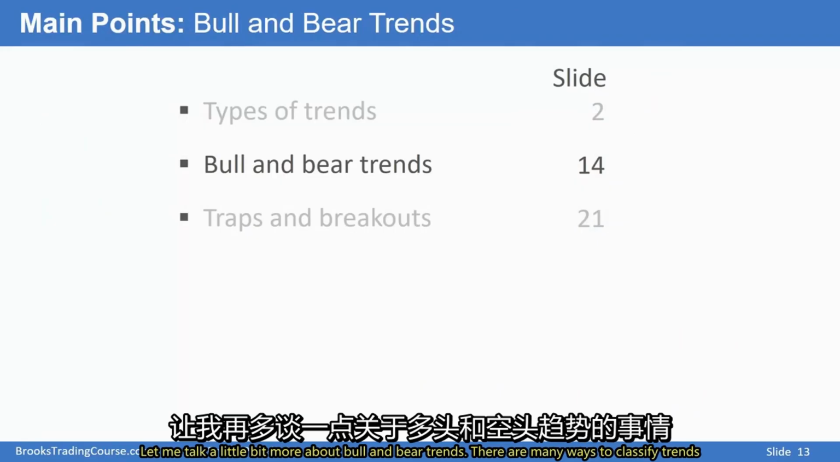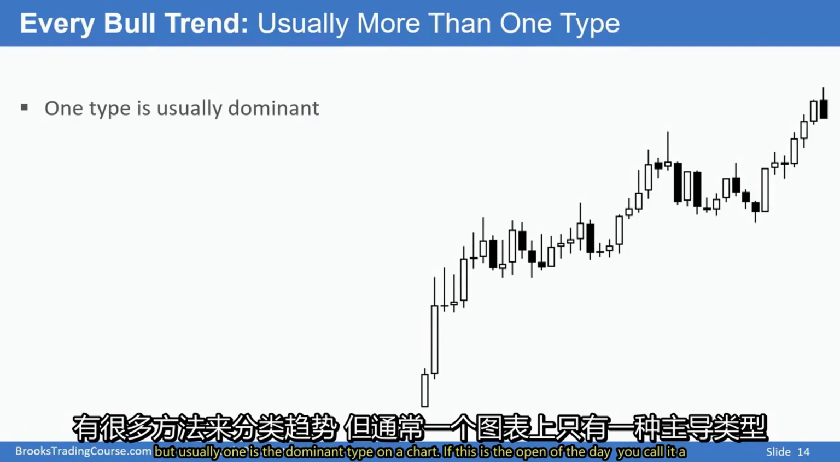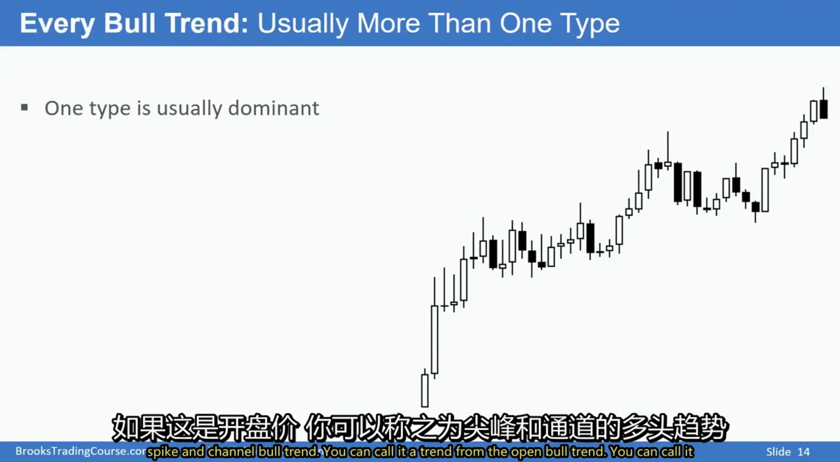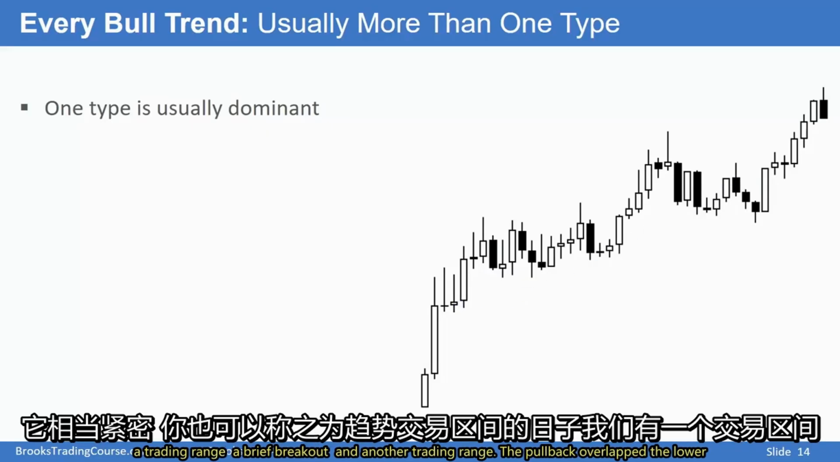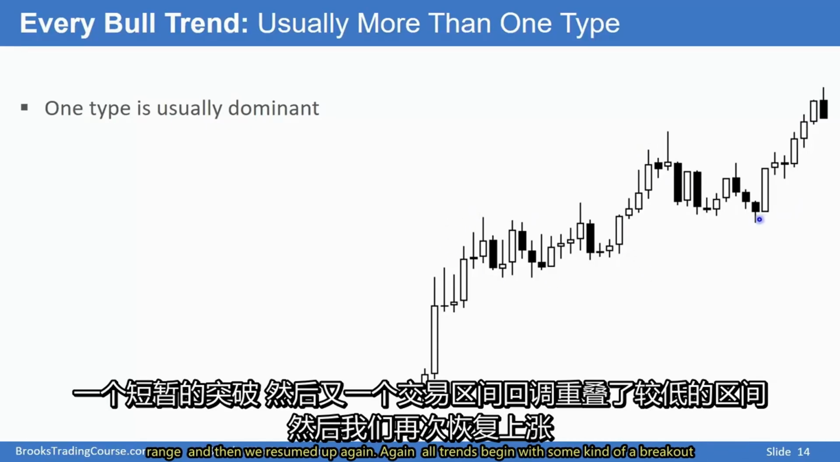Let me talk a little bit more about bull and bear trends. There are many ways to classify trends, but usually one is the dominant type on a chart. If this is the open of the day, you can call it a spike and channel bull trend. You can call it a trend from the open bull trend. You can call it a tight bull channel. It is pretty tight. You can also call it a trending trading range day. We have a trading range, a brief breakout, and another trading range. The pullback overlapped the lower range, and then we resumed up again.